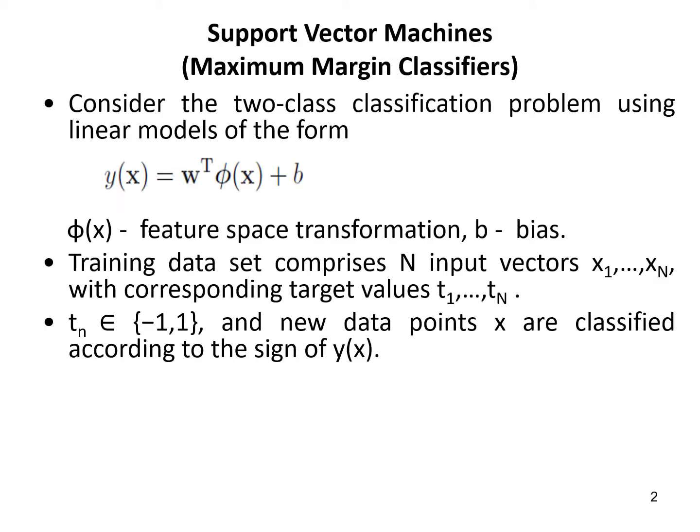Support vector machines are also called maximum margin classifiers. Consider the two-class classification problem using linear models of the form y(x) = w^T phi(x) + b, where phi(x) is the feature space transformation and b is the bias. The training data set comprises N input vectors x1 to xN with corresponding target values t1 to tN. tn can take values -1 and 1, and new data points x are classified according to the sign of y(x).